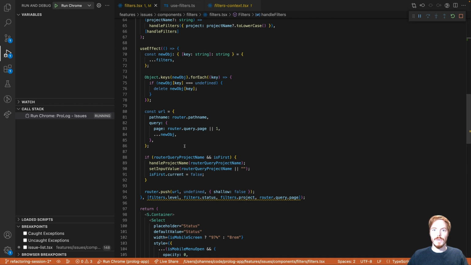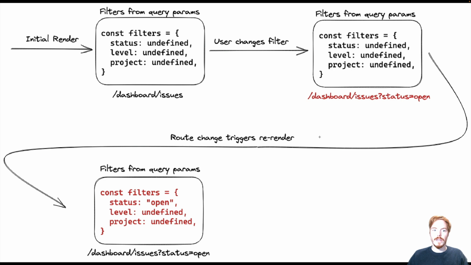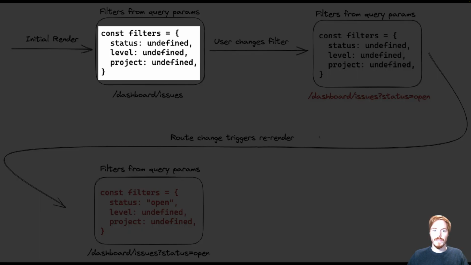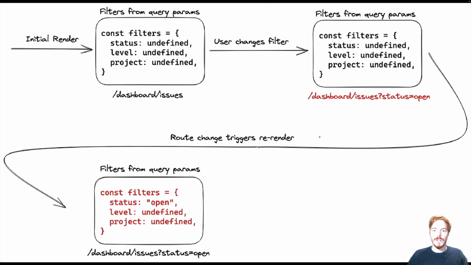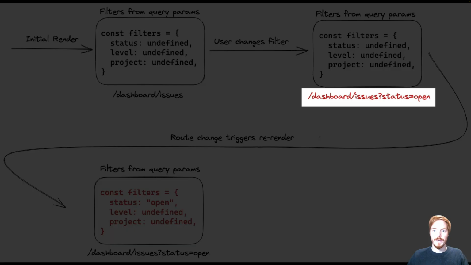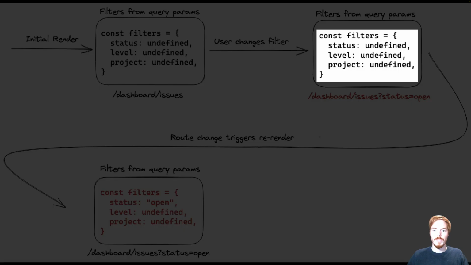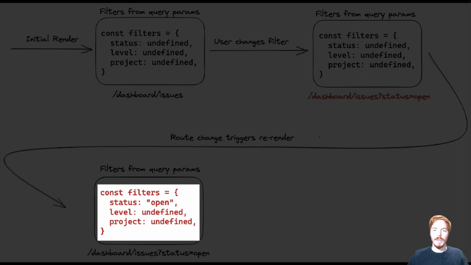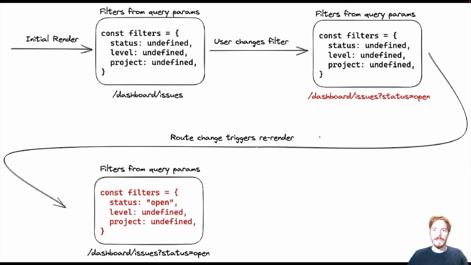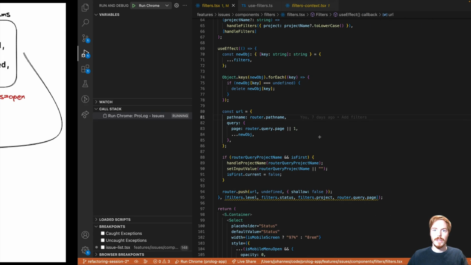Let's see what the data flow would look like if we removed the state in the context and directly updated the URL query parameters. On the initial render, nothing would change. The filters would be undefined and the URL wouldn't contain any query parameters. Once the user changes a filter, first the URL would update. The value of the filters would still be undefined. The change in the route would trigger a re-render, and since the filters are directly derived from the query parameters, our filters would change. This might not look like a big change, but you will see the effect in a bit. But first, let's continue with the code review.